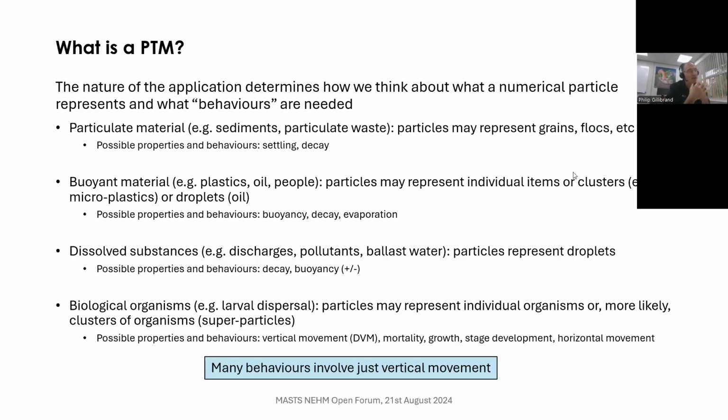So again, what kind of properties or behaviors can we implement, and how does that change how the particles behave? Obviously, if we're looking at particulate material, sediments, particulate waste, then the particles may represent grains or flocks of grains. So you're looking at properties and behaviors such as particle settling and decay. For buoyant material, which may be particulates like plastics, or it may be more like oil, which is not a dissolved substance as such, but it's a fluid, we're looking at processes like buoyancy, again decay, possibly evaporation for oil. So a slightly different set of properties and particle behaviors.